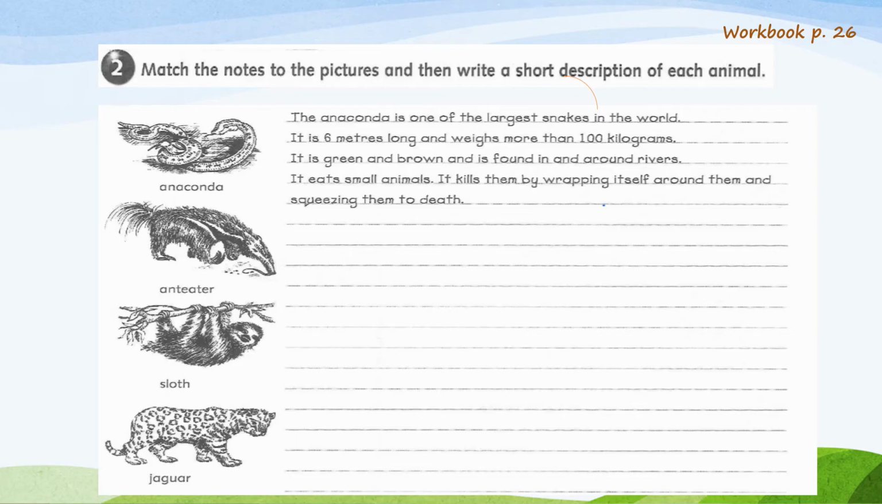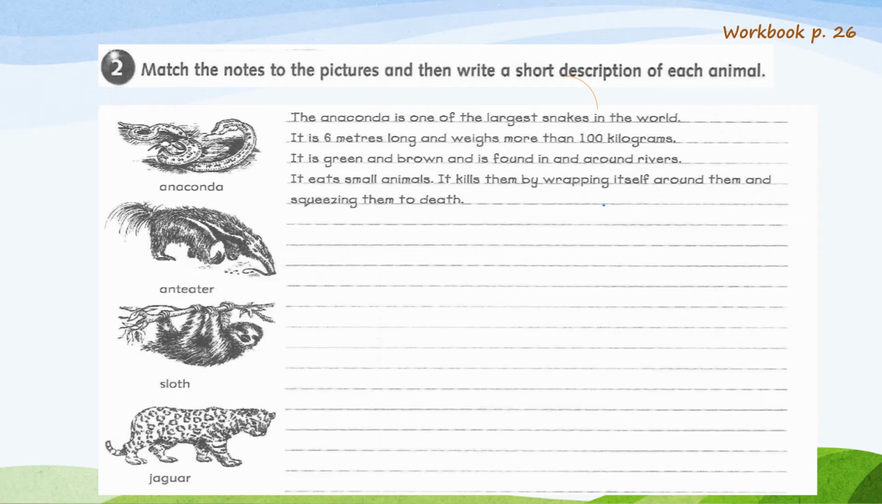Okay, students, we're still on workbook page 26. In the earlier slide, we matched the notes to the pictures. We have already identified which animals are being described by those notes that Hudson made when he visited South America. So this time we're going to write a short description of each animal. The first one has been made for you.